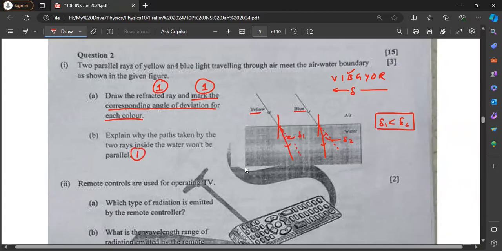Fine. Now, why explain? Because you can say that the refractive index of blue is greater than the refractive index of yellow. So blue will be deviating more.